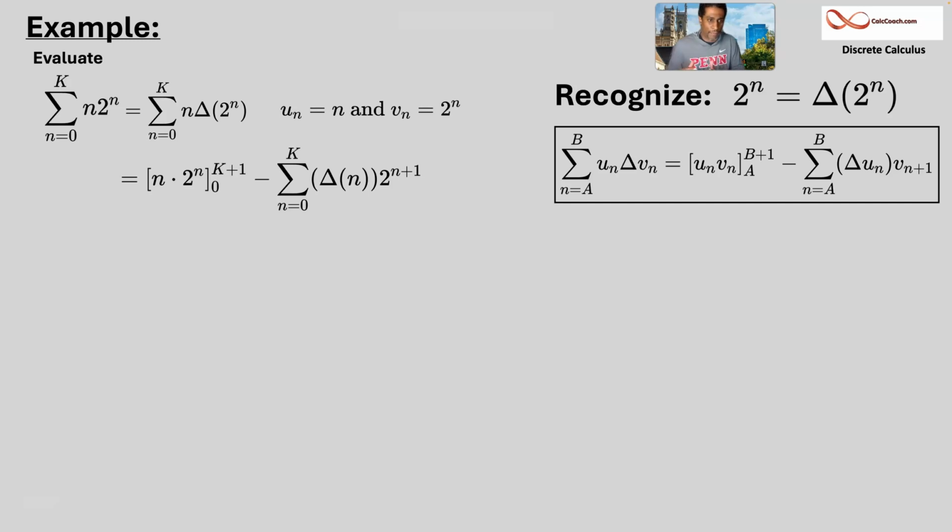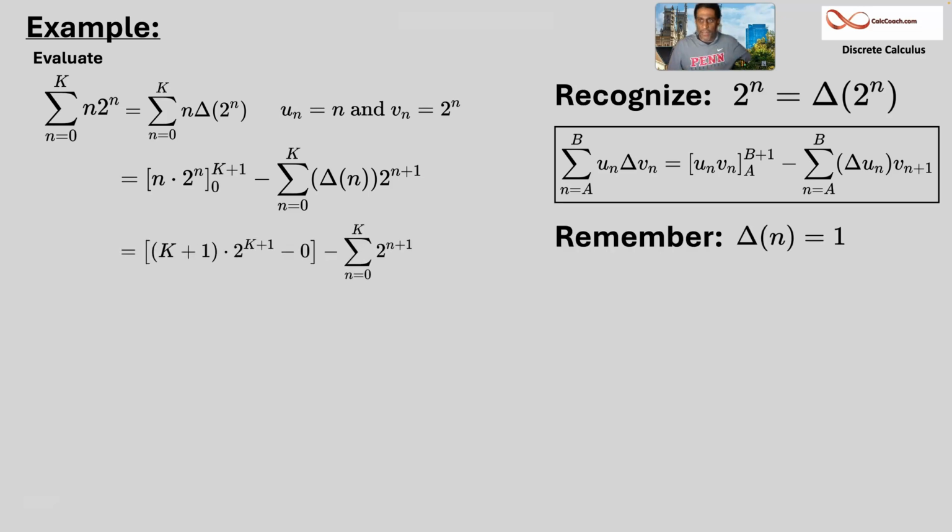We rewrite that second term as the forward difference on n, the u sub n, multiplied by the v but sub n plus 1, so 2 to the n plus 1. And thankfully the forward difference on n is equal to 1. And so we arrive at this point. Put in k plus 1, you put in 0, of course you get 0. Replace the forward difference on n with a 1. And now we have basically started with the sum of n times 2 to the n, and now we're with the sum of just 2 to the n.